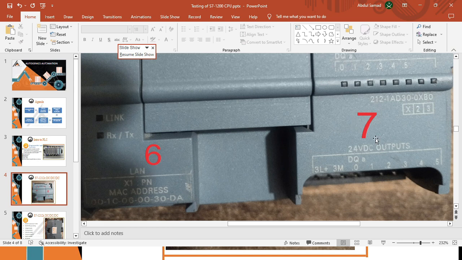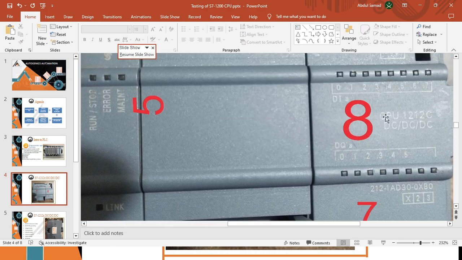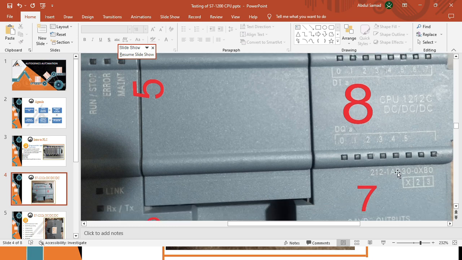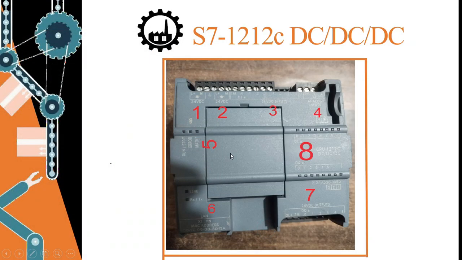Point number 7 shows the DC outputs, the digital outputs of my PLC. This PLC has 6 digital outputs, from 0 to 5. Point number 8 shows the model of my CPU, which is the S7-1212C DC. And these indication lights are for the digital inputs and digital outputs. The CPU model which we have to select in TIA Portal is 212.183.00x V0.